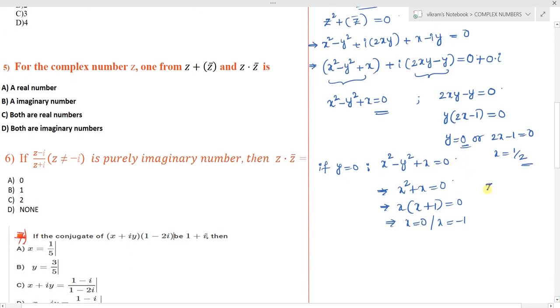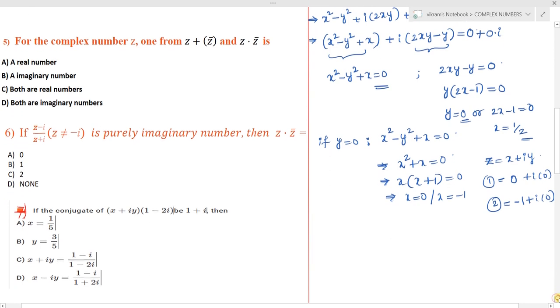So what does the complex number become? We have the complex number x plus iy, with y fixed as 0, that means i times 0. If y equals 0, we get one condition x equals 0, and another condition minus 1 plus i times 0. So if y equals 0, we obtain two solutions of z.